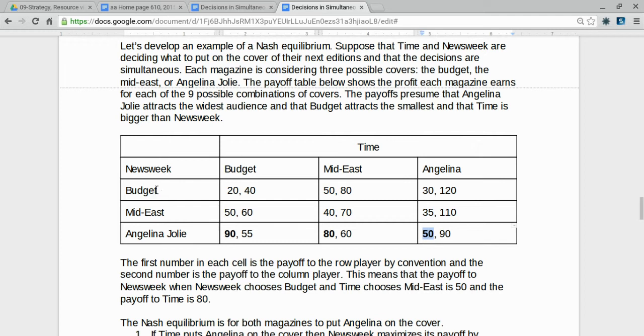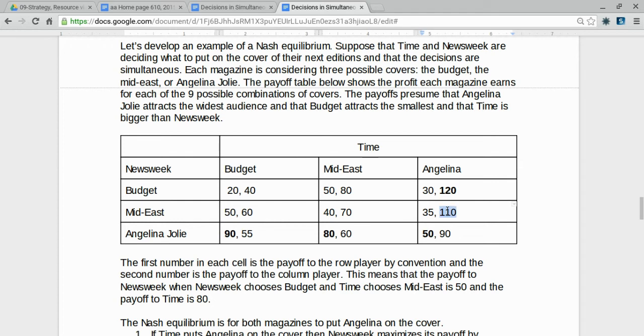Now let's flip it around. What does Time want to do if Newsweek chooses Budget? Well, Time can get 40 or 80 or 120. Time would rather get 120. If Newsweek chooses Budget, Time wants to choose Angelina because 120 is the highest payoff in that row.